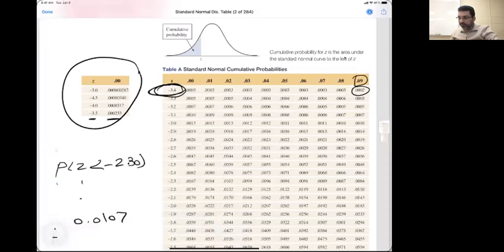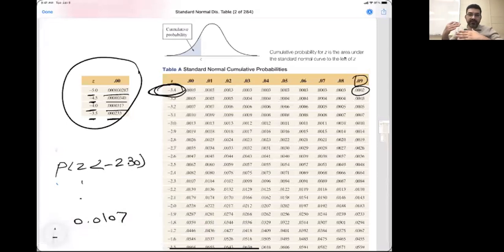0.000233. Negative 4, negative 4.5, negative 5. Look, all the numbers: if you go further and further, you will find the probability is getting smaller and smaller. What that means is that any value less than negative 3.49, the probability is equal to 0. There is no probability in this case.